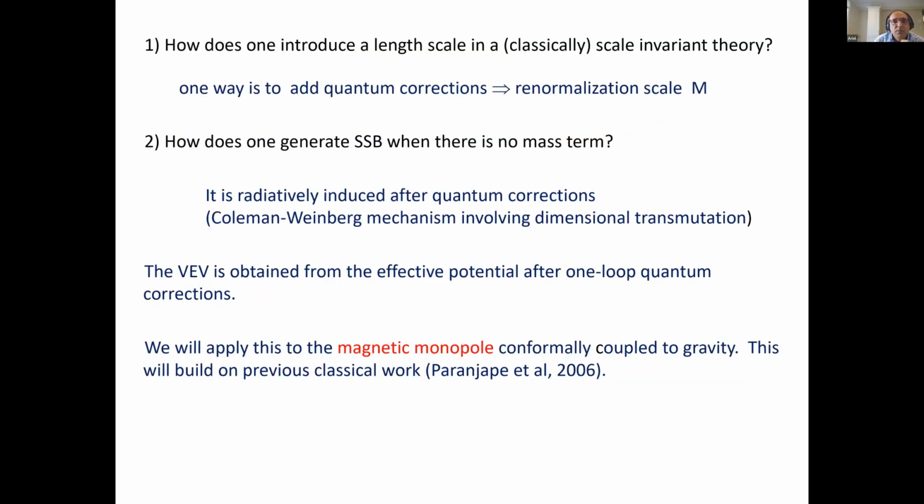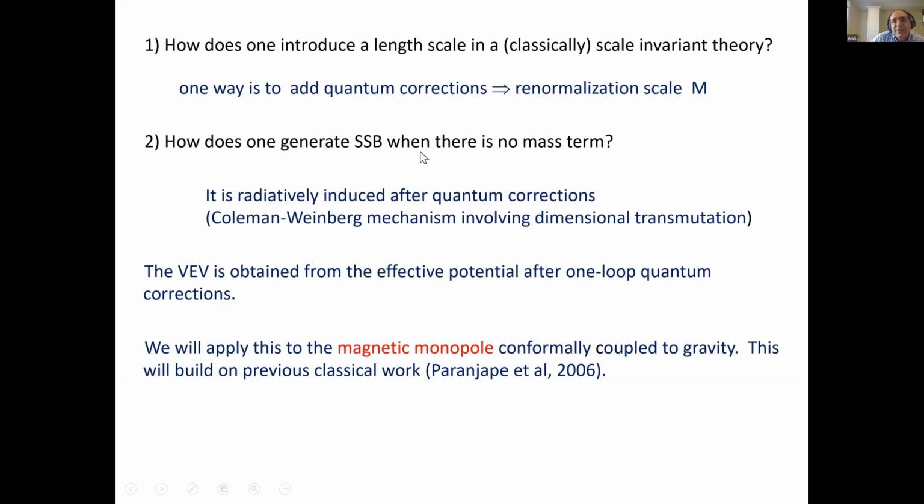Okay, I don't know if you could see my screen on top there. So the question is, how does one introduce a length scale in a conformally invariant theory? One way is to add quantum corrections. This breaks the scale symmetry because you introduce a renormalization scale M, all right? So that's one way to break the symmetry.